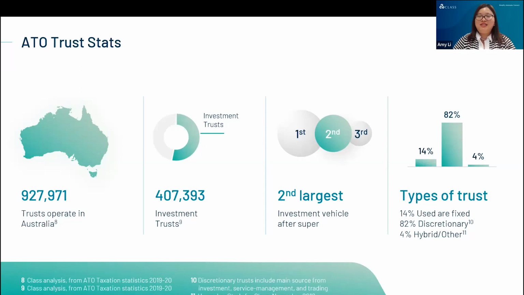There are many advantages to using trust structures, such as flexibility, asset protection, and tax savings. The main types of trust include discretionary trust, unit trust, and hybrid trust. Here at Class, we are focusing on managing investments in discretionary trusts and unit trusts. One of the key advantages of trust over super is that clients can access assets before retiring, so giving them greater flexibility in how they use their money.